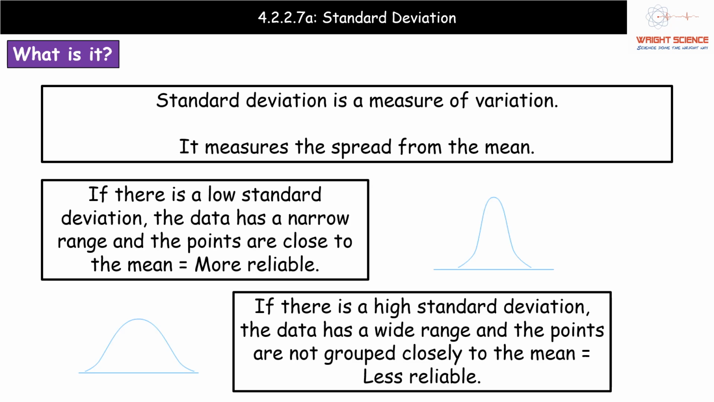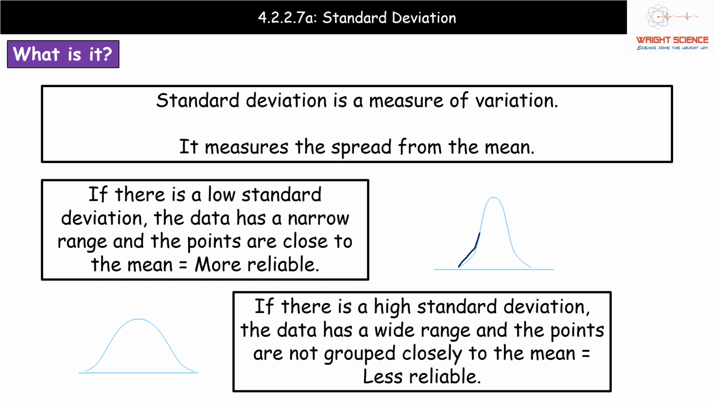First thing then, we need to understand what this standard deviation thing actually is. And quite simply, standard deviation is just a measure of variation. So we're looking to see how much the data spreads from the mean value. Now, what we're going to see then are two pretty distinctive graphs.